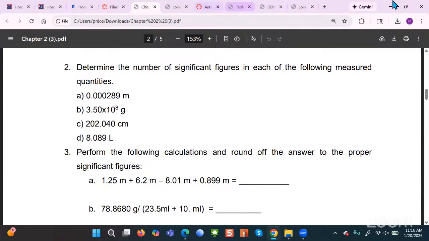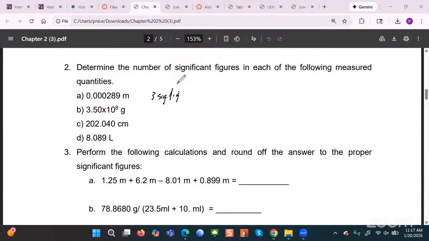In the A part, they gave you this number right here, 0.000289. So the question is, what's the number of sig figs? The answer is that these digits are significant because they are non-zero digits. But these are preceding zeros, zeros that come before the first non-zero digit. Those zeros are not significant. So therefore, the number of sig figs here is 3 significant figures. Okay, any questions about it? Any zeros that come before the first non-zero digit will not be significant, all right?